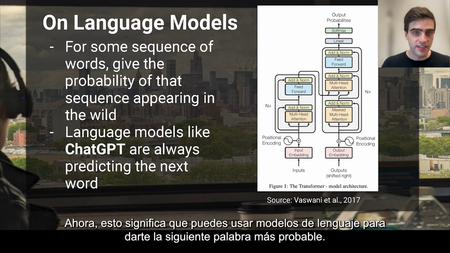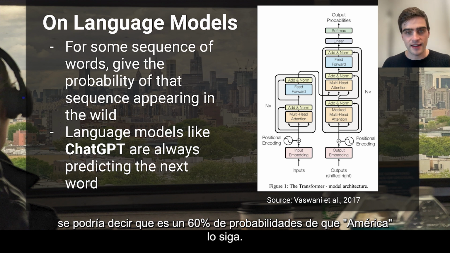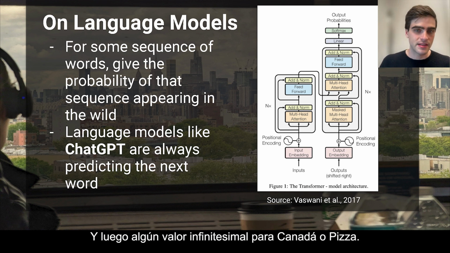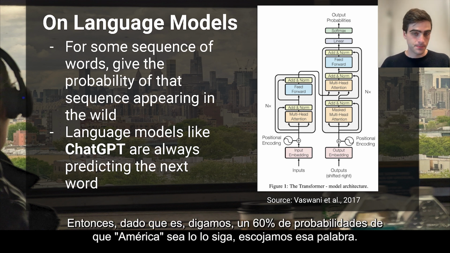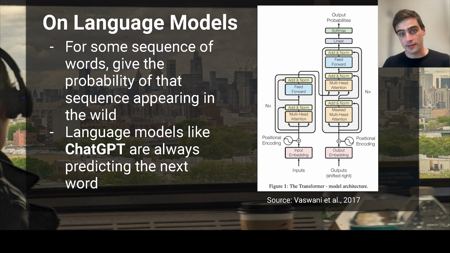Now, this means that you can use language models to give you the next most likely word. For example, if you were to give a language model the words United States of, it might say that it's 60% probable that America would follow, and then perhaps it might say that it's 15% likely for Mexico to follow, and then some infinitesimal value for Canada or pizza. So, given that it's, say, 60% likely that America would follow, let's pick that word. Now we have the string United States of America.